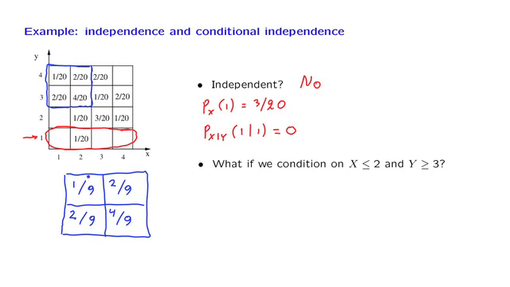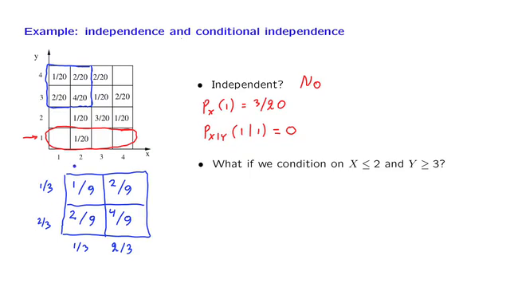To find the marginal PMF of x, we add the entries in this column, and we get here 1/3 and here 2/3. And to find the marginal PMF of y, we add the entries in this column to find 2/3, and we add the entries in that column to find 1/3. So this is the marginal PMF of x, that's the marginal PMF of y.